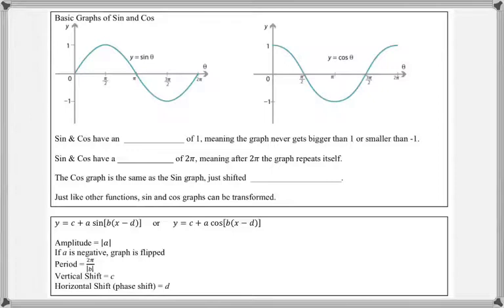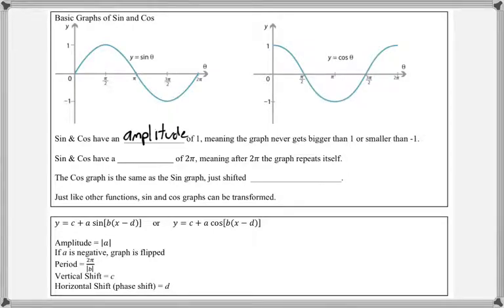Now we're going to look at the graphs of sine and cosine. So the two graphs that you see here are the basic graphs of sine and cosine. So no transformations, nothing like that. Sine and cosine have an amplitude of 1, meaning the graph's never going to get higher than 1 and it's never going to get lower than -1.